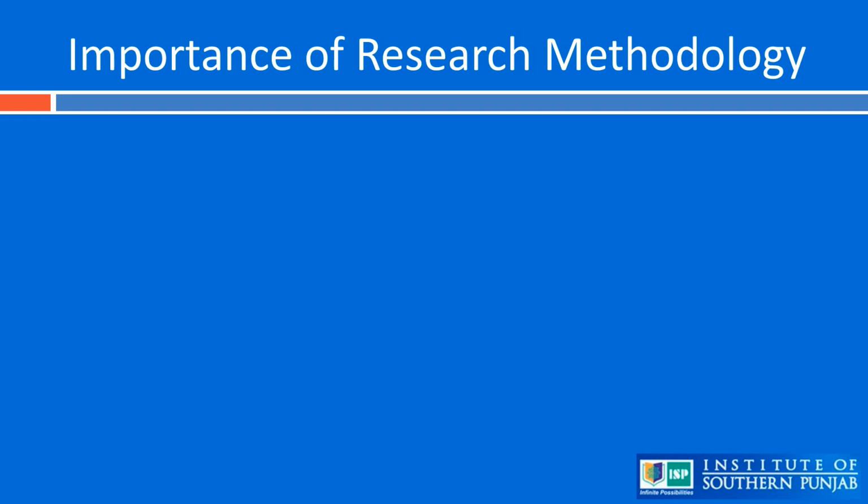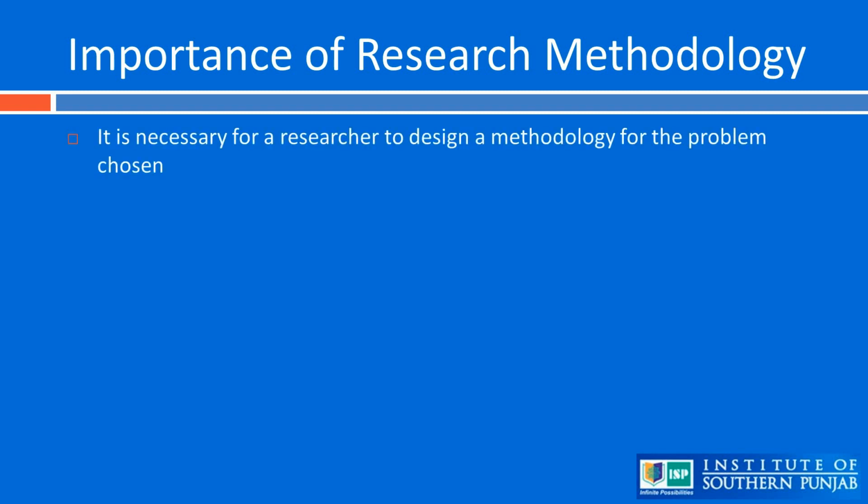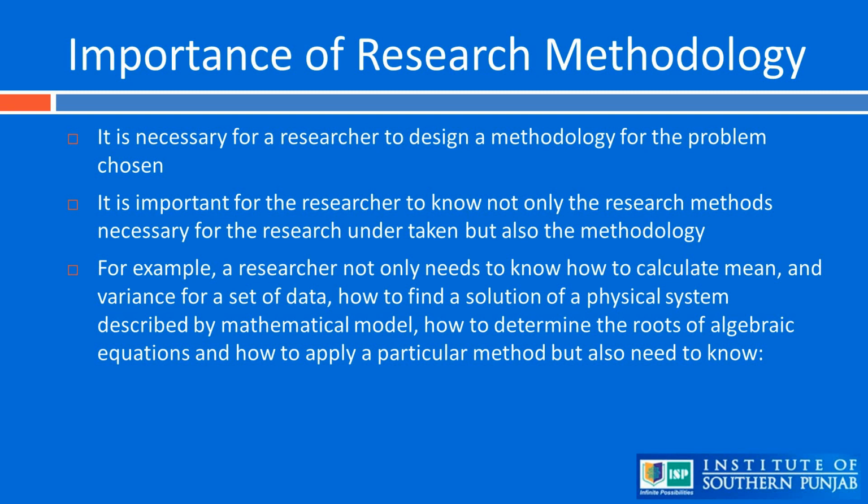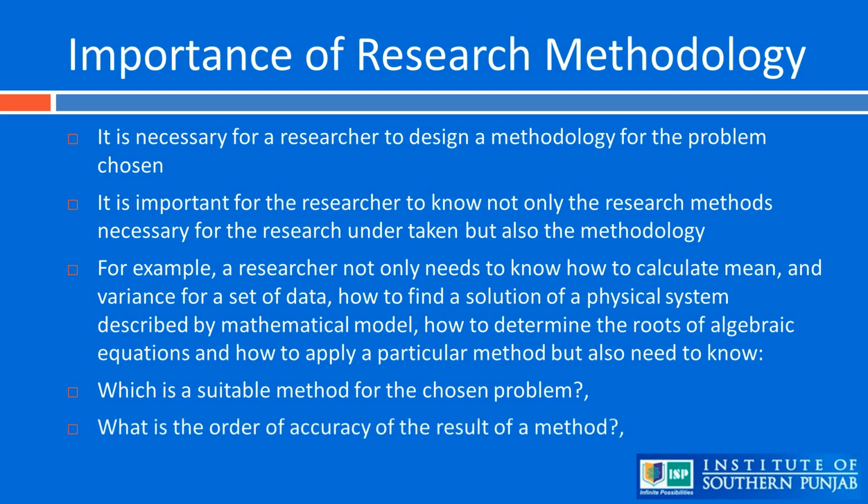Now we see what is the importance of research methodology. It is necessary for a researcher to design a methodology for the problem chosen. It is important for the researcher to know not only the research methods necessary for the research undertaken, but also the methodology. For example, a researcher not only needs to know how to calculate mean and variance for a set of data, how to find a solution of a physical system described by a mathematical model, how to determine the roots of algebraic equations, and how to apply a particular method, but also need to know which is a suitable method for the chosen problem. What is the order of accuracy of the result of a method? What is the efficiency of the method? So these are the importance of research methodology.